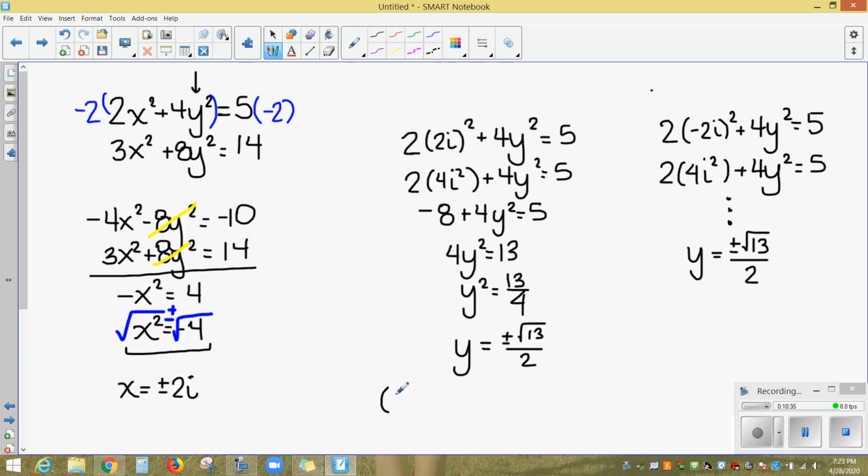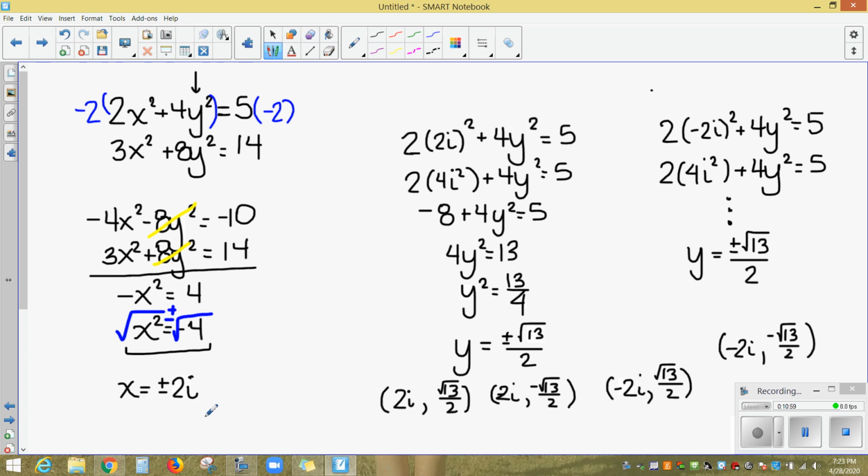So when we used positive 2i, we got square root of 13 over 2. Ooh, sorry, that still says 2i. And negative square root of 13 over 2. When we used negative 2i, we also got those same two solutions, positive and negative square root of 13 over 2.